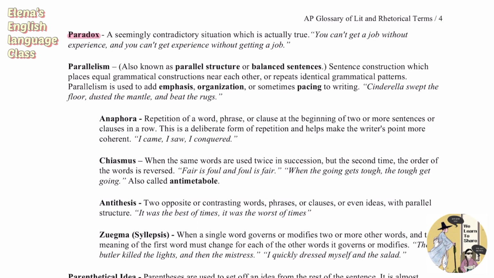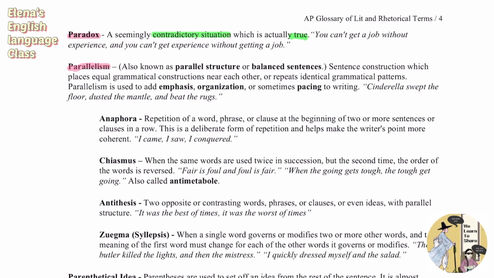Paradox is a seemingly contradictory situation which is actually true. So for example, if you say you can't get a job without experience and you can't get experience without getting a job, this is a seemingly contradictory situation, right? But it is actually true either way. So this is what you call paradox.